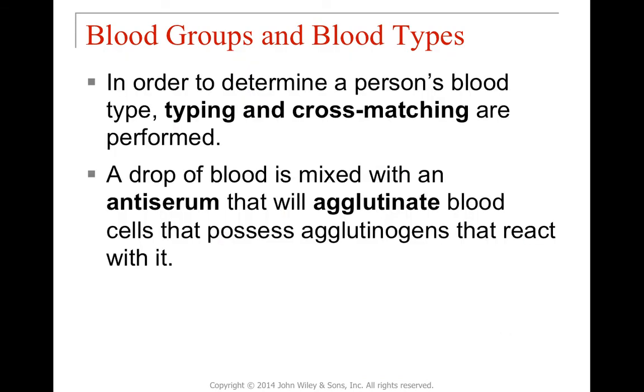All right, so in order to determine a person's blood type, we have to type it and we have to cross-match it. That means we have to make sure that we know what type they have and that we know what type the donor is donating. And you guys will do this in lab if you haven't done it already. We're going to give you synthetic blood and some synthetic antibodies, and you're going to mix them together and find out if an agglutination reaction occurs.